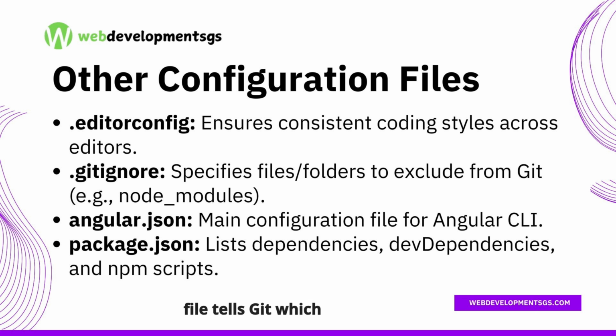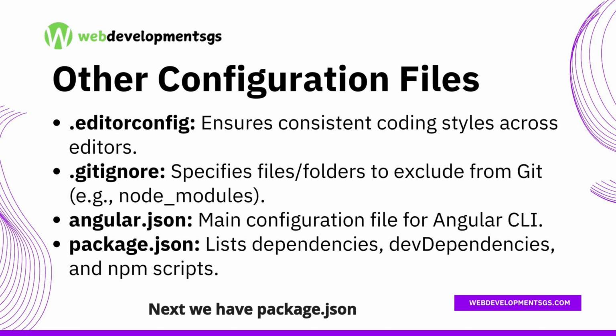This is the file that tells Git which files and folders to ignore. For example, node_modules is usually excluded to reduce repository size. Next, we have the angular.json file. The angular.json file is the main configuration file for the Angular CLI. It defines build configuration, file replacements, and more.